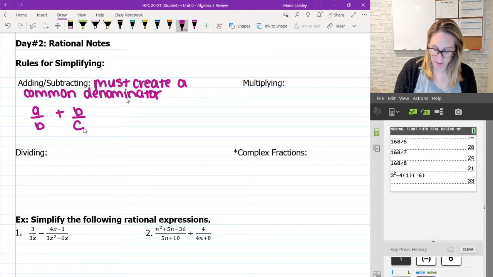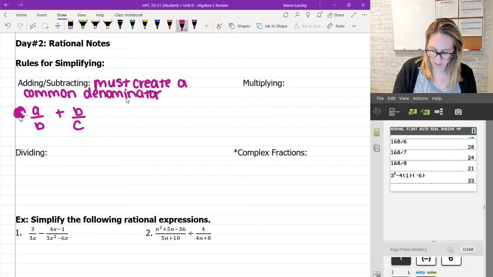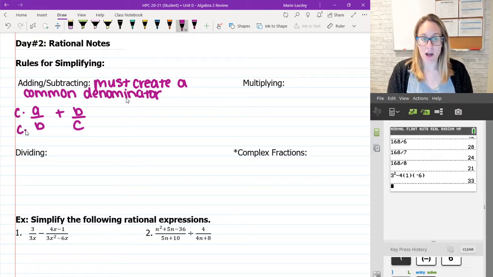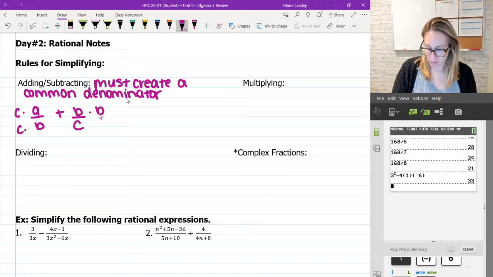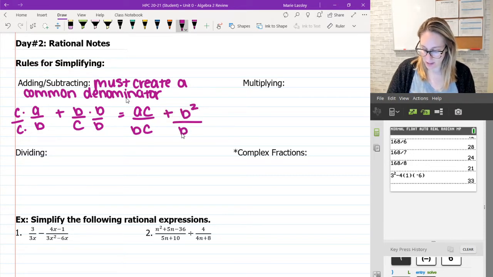If I want this first term to have a c on the bottom, I have to multiply top and bottom by c. Well, the other fraction has a b in the bottom, so we need to multiply top and bottom on this side by b over b. That's going to give us ac on the top, bc on the bottom, plus b times b squared over b times c on the bottom.